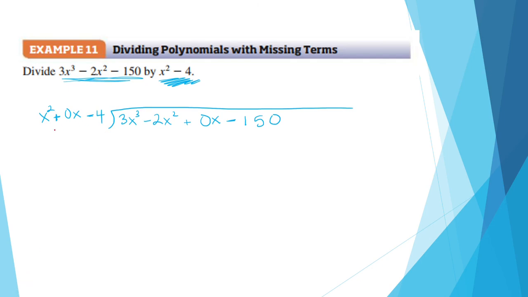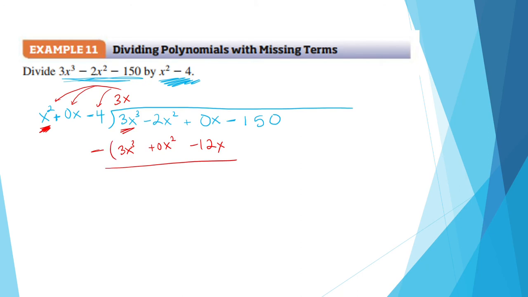Now let's try the question out. X squared times what gives me 3x cubed? Well, that's going to be 3x, and then we'll distribute the 3x to the left side. 3x times x squared is 3x cubed. 3x times 0x is just 0x squared. 3x times negative 4 is negative 12x. Notice how these allow us to line up the squareds with the squareds and the cubes with the cubes.